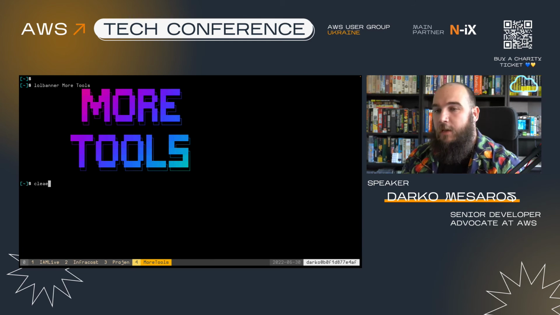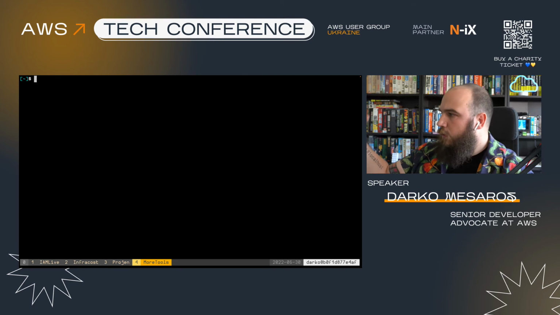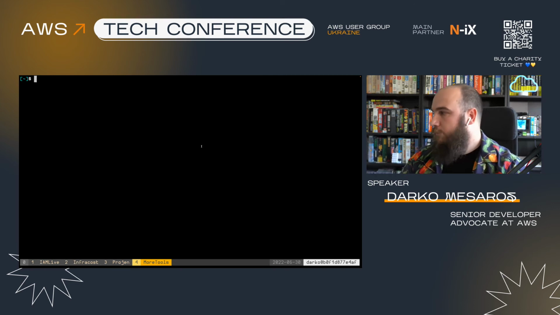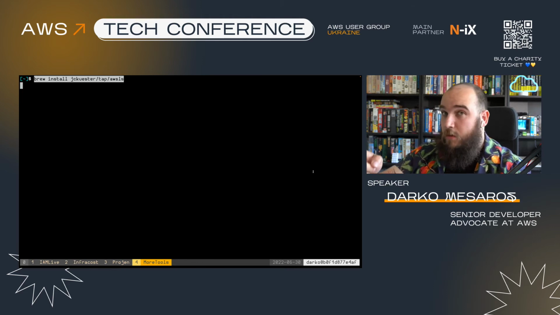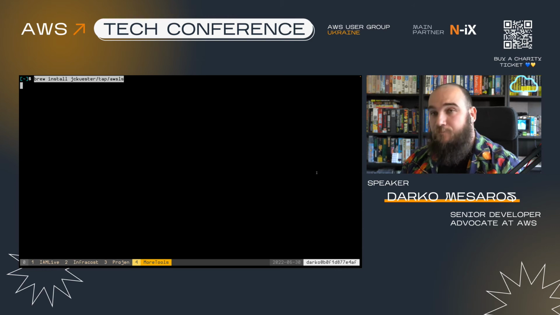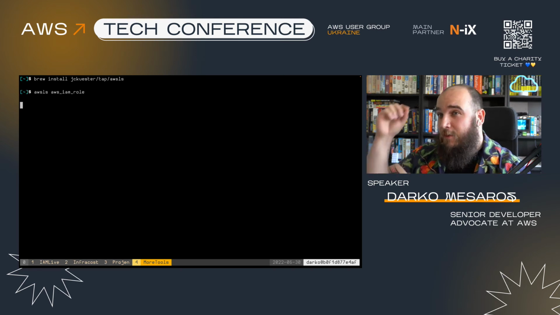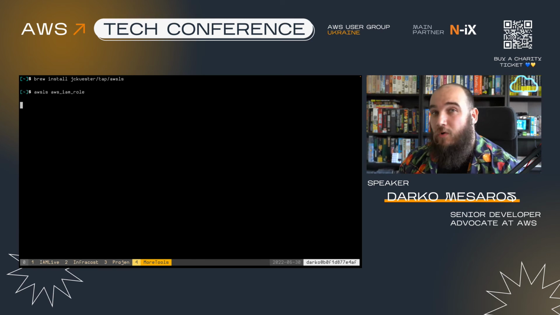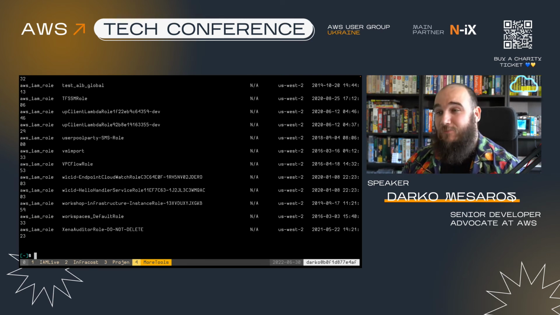You also install it with brew. So there's brew install, let me paste the command. I don't want to butcher it. Like this, boom, boom. It will install AWS LS. What can this do? AWS LS, AWS IAM role. And if you give it a second, you will get a list of all of your IAM roles within your AWS account. Wow, that's great.